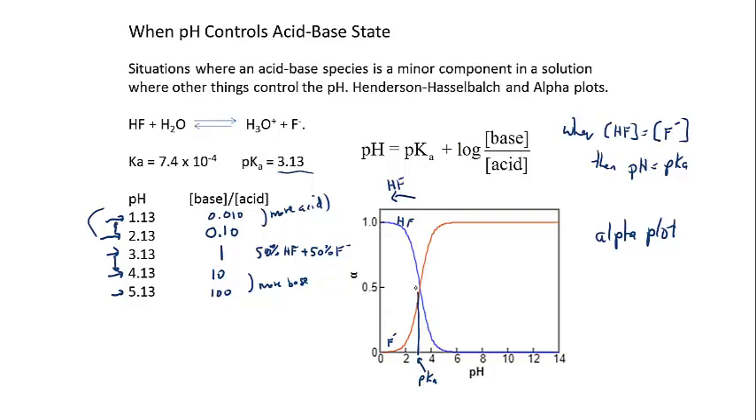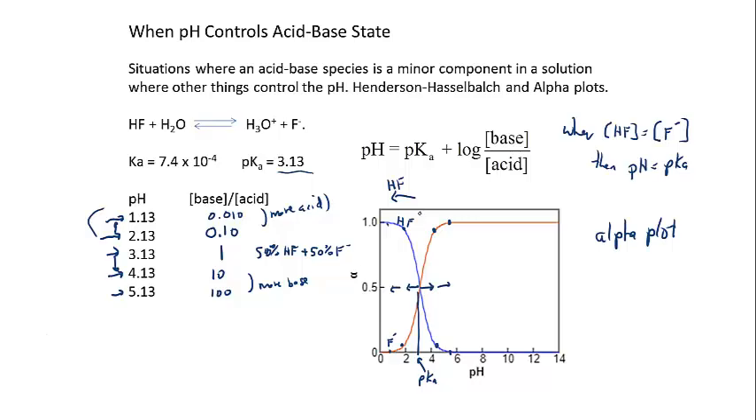So when you are 1 pH unit above the pKa, you've got about 90% of the base and about 10% of the acid. When you're 1 pH unit below the pKa, you then have about 90% acid and about 10% base. And when you get about 2 pH units in either direction, it's about 99% and 1% for each of them.